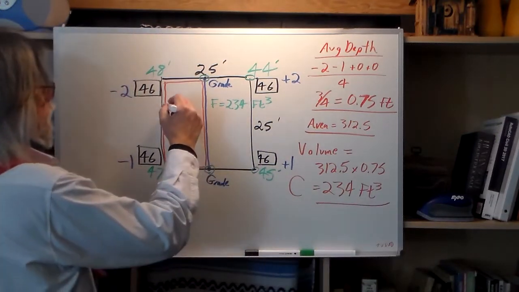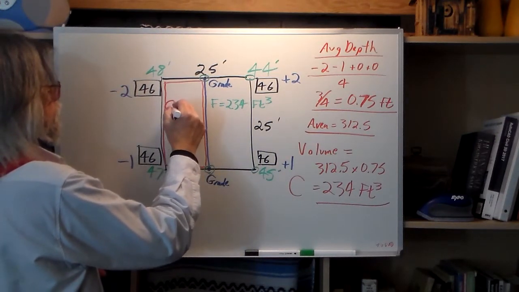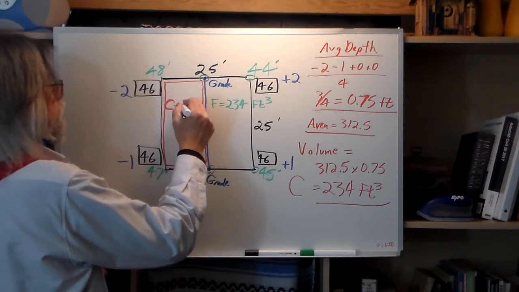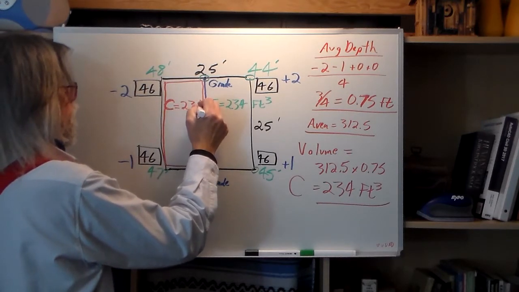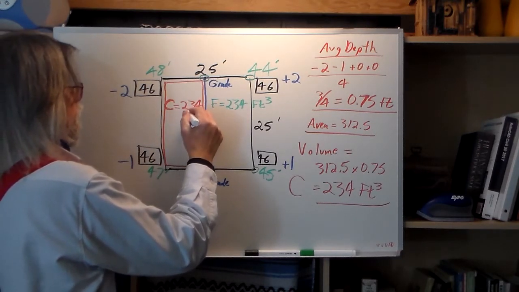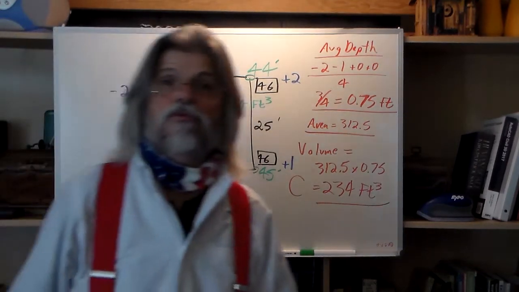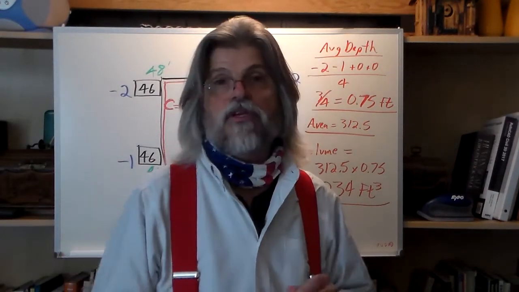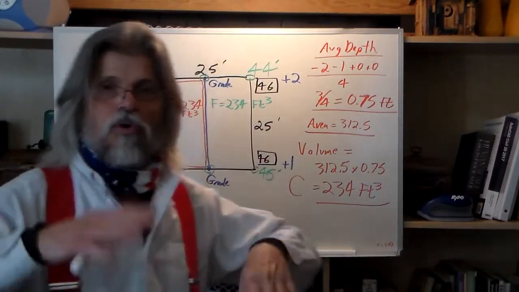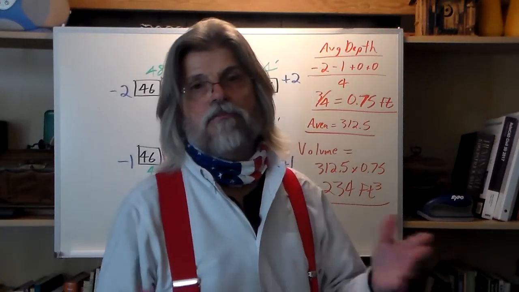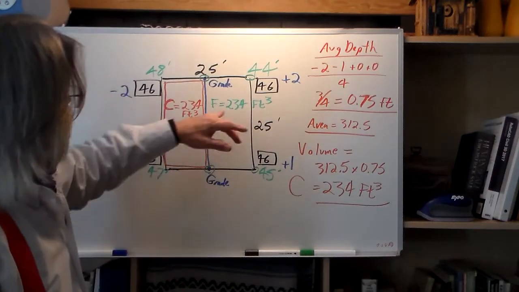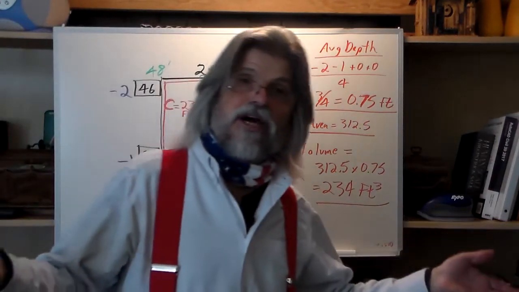So there's going to be a cut, put a C for cut, 234 cubic feet. 234 cubic feet of cut, 234 cubic feet of fill. If you ignore the shrinkage factors and the compaction issues, just on the face of it, you got it balanced.